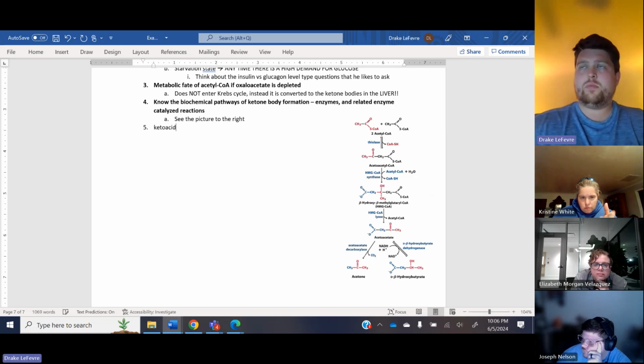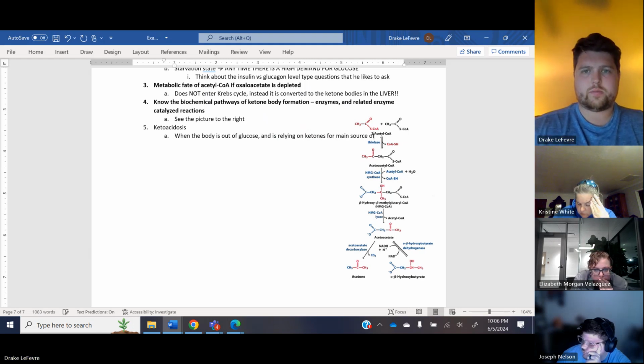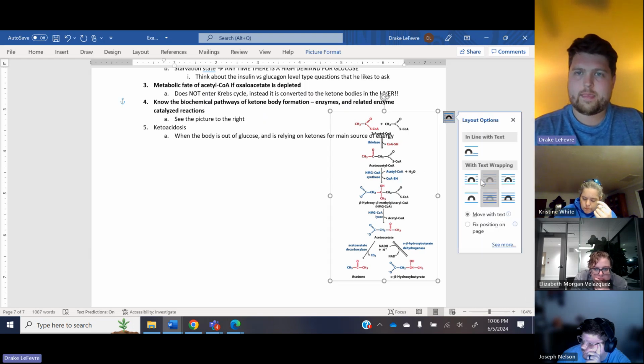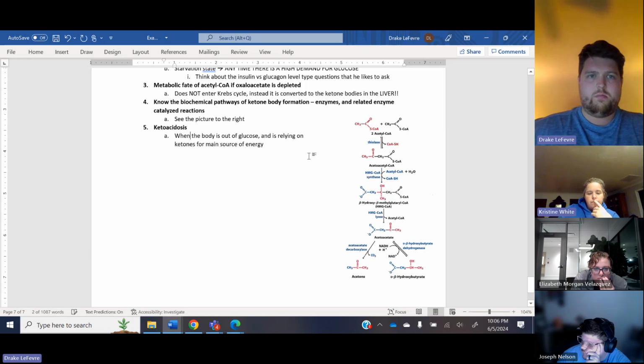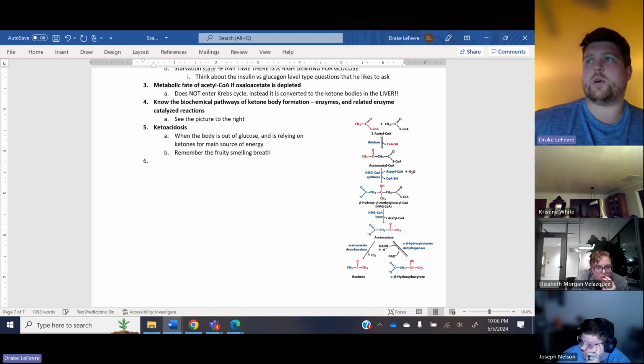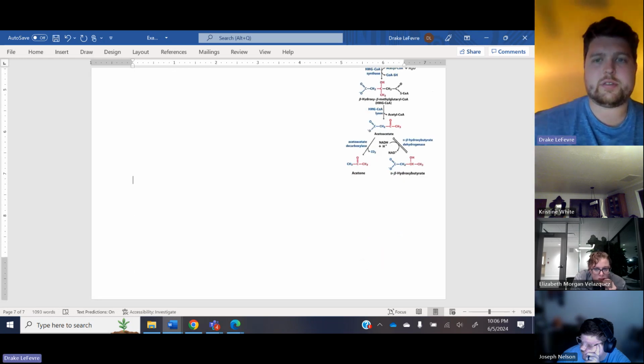Last one, ketoacidosis. When the body is out of glucose and is relying on... The big thing with ketoacidosis, remember the fruity smelling breath. That's the type of question that he likes to ask involving ketoacidosis, is that you'll have a fruity smelling breath.